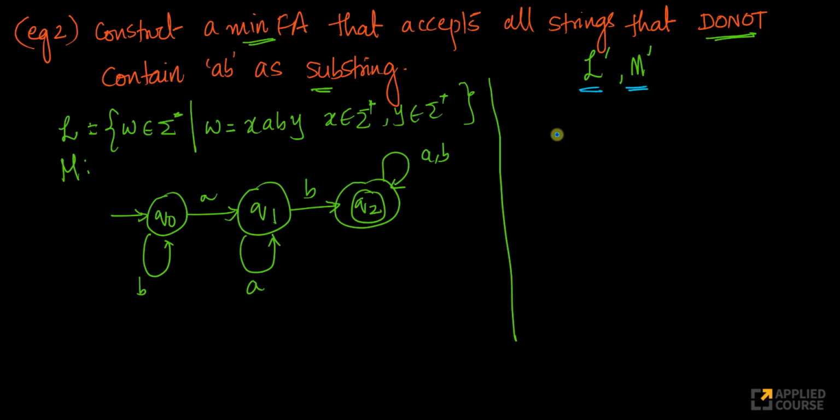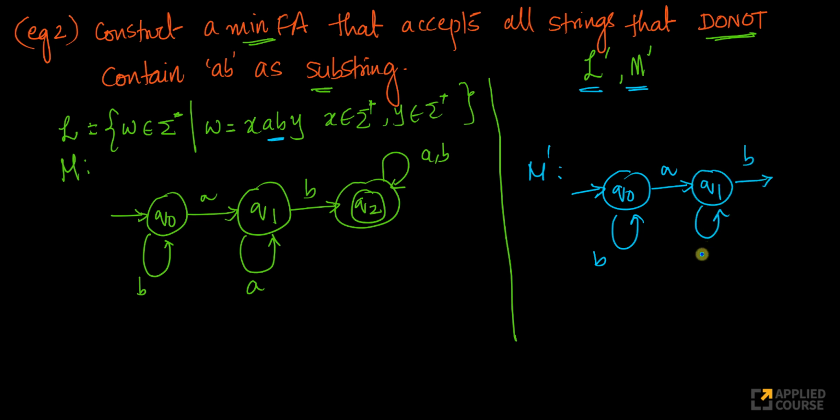Very simple. My complement L dash is the set of all the words which do not contain AB as a substring. So how do I write M dash now? Very simple. Draw everything exactly as is. Don't change anything. The transition stays the same. Let's start drawing this. My initial state stays the same, my transitions stay the same. So this is my B, this is my A, this is my Q2, this is my AB. All the final states become non-final states and all the non-final states become final states.